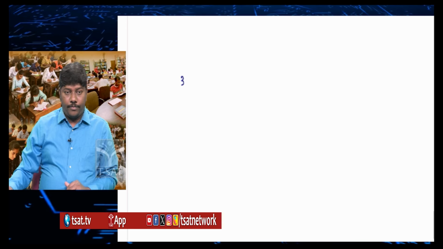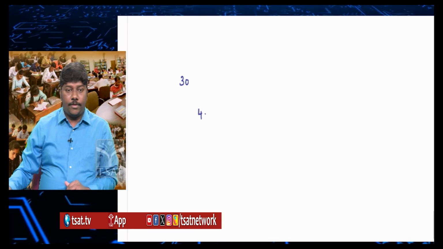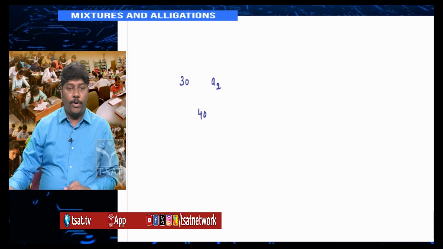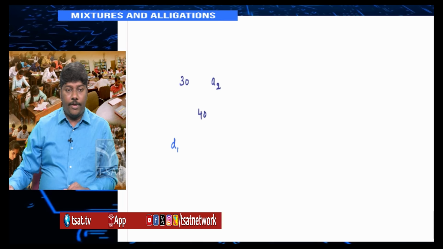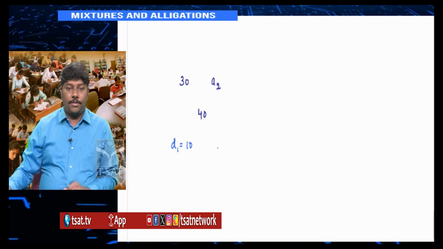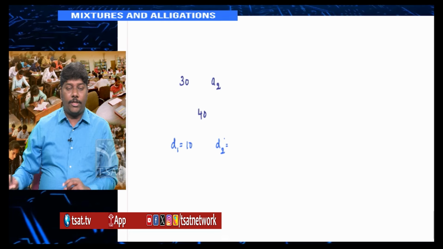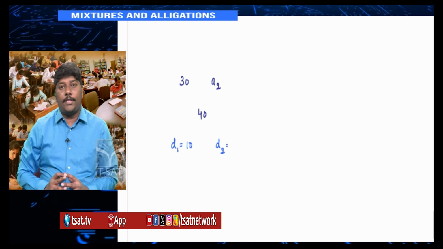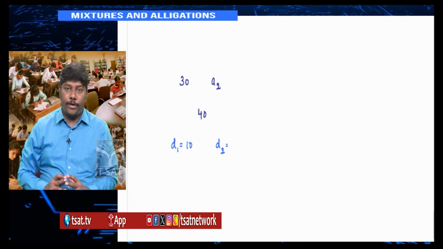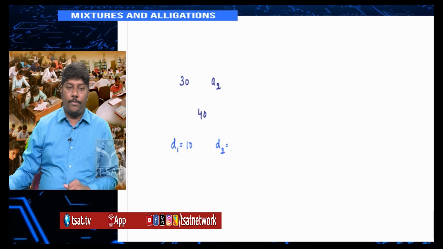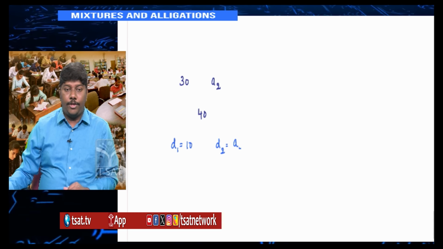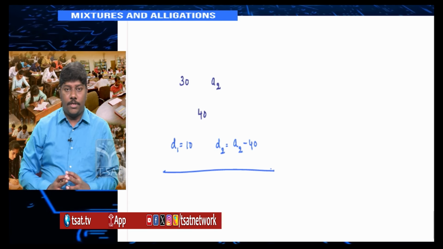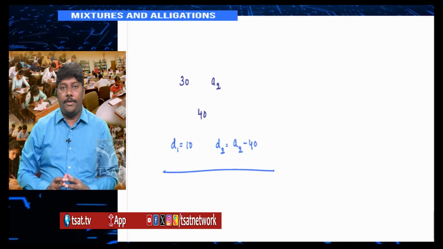Suppose I give you this is 30, this one is 40, and your A2 is A2 only. Now, what is your D1? D1 is equal to 10, because you know the difference. Now, what is D2? Can I write 40 minus A2 or A2 minus 40? That is very important. Here 30 is less than 40, therefore A2 should be greater than 40. So D2 should be A2 minus 40, right? So I am telling you various ways of how we find D1 and D2.